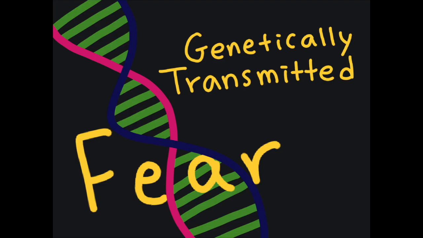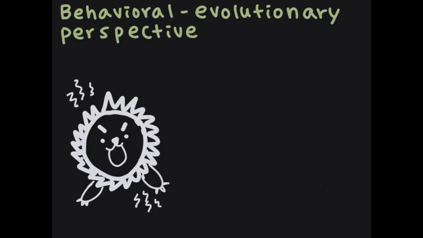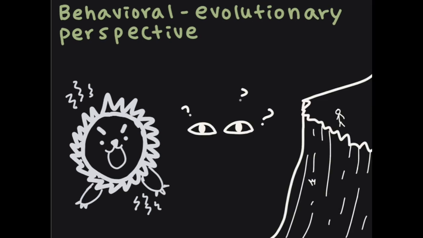A second theory is that we are predisposed to develop certain phobias through fears transmitted genetically through an evolutionary process. So, ancestors who feared things such as animals, darkness, and heights were more likely to survive and thus passed those fears on to their offspring.